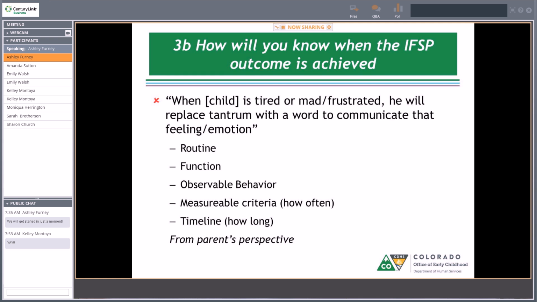Well, next we're going to get your input and try to make this one measurable and with a timeline. So it was group participation. When child is tired or mad/frustrated, he will replace tantrum with a word to communicate that feeling or emotion. So we need to build that into a routine, and typically we'd pull that from the family assessment, but we can just make an assumption since we don't have that in front of us. So what routine would you guys like to use?